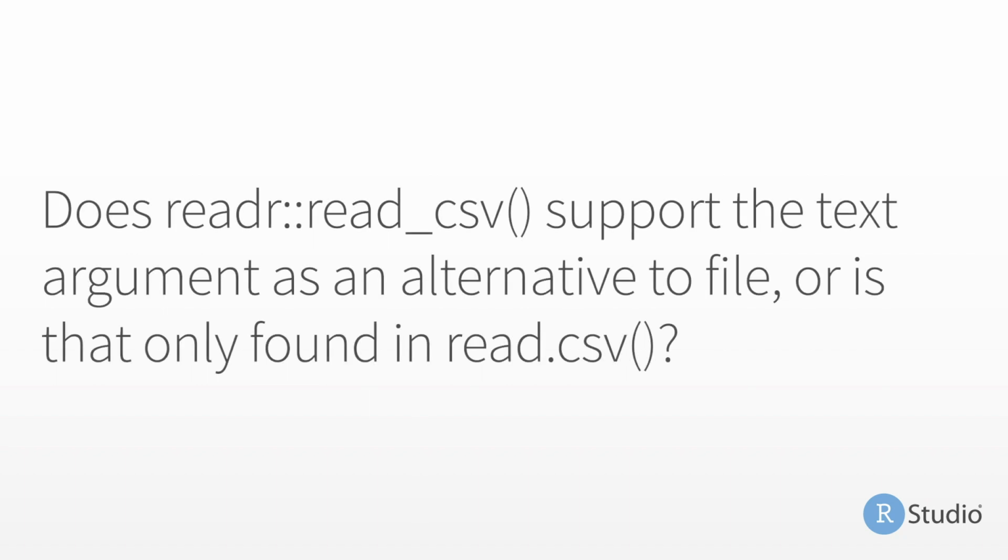Does readr's read_csv support the text argument as an alternative to file, or is that only in read.csv? readr also does this. It also supports the inline creation of a data frame. It does it through its primary argument. So you would want to read the help for read_csv, but in fact, it's actually sort of an even smaller departure from your usual use.